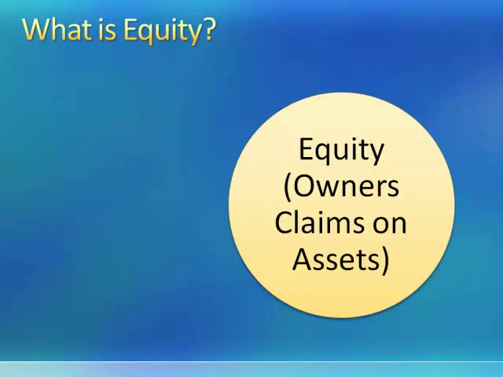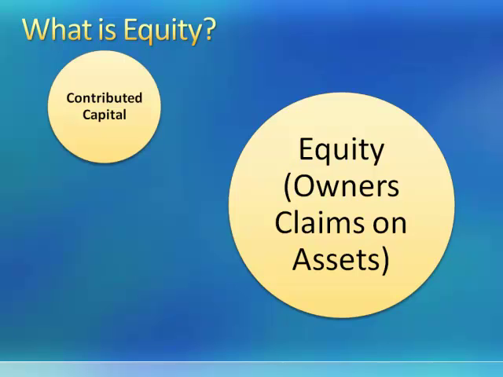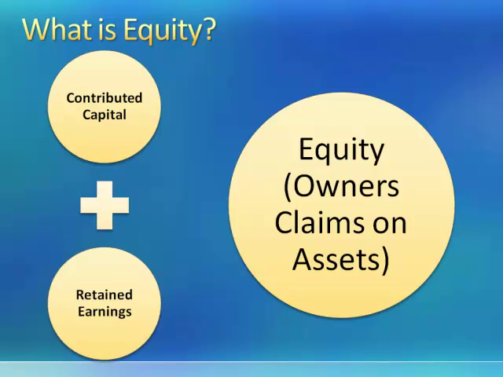Next, we want to take a closer look at equity. Equity represents the owner's claims on the assets. Equity consists of two parts: contributed capital and retained earnings. Contributed capital plus retained earnings equals owner's equity.